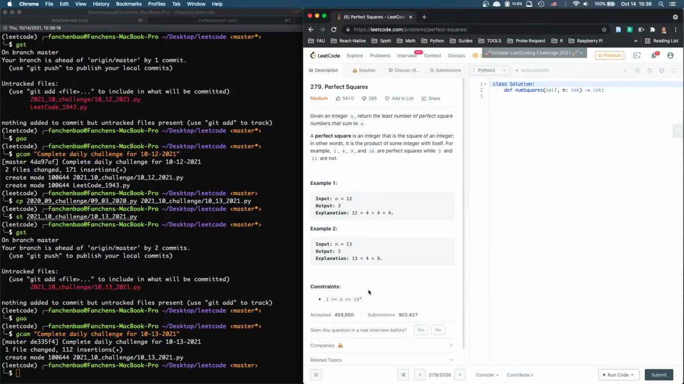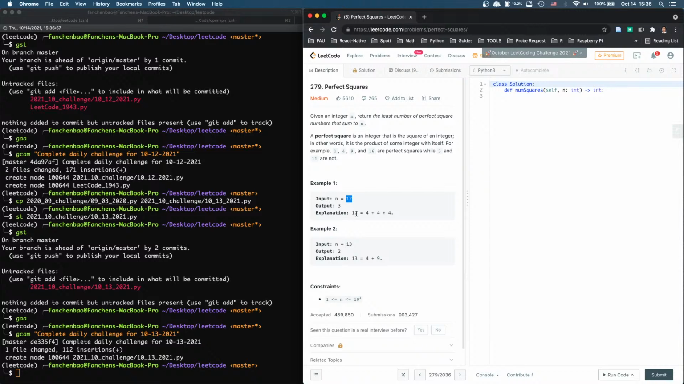Perfect squares, right? Can we find the closest perfect square? I mean, we can limit. How do we do that? Square root. Square root the number and then square it. So let's do 12. The square root of 12 will be 3 point something, right? Then we take the integer and square it, which will be 9. So we know the largest we can have is 9. So we have an upper bound, right?